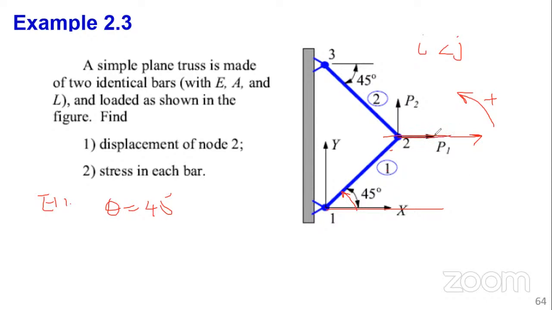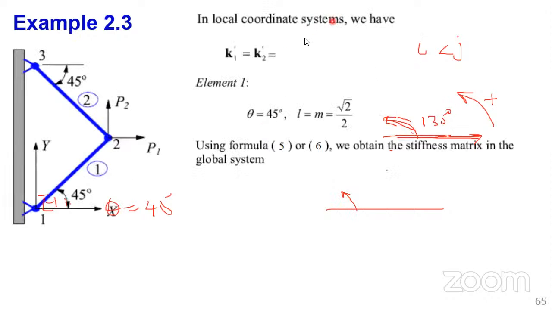For element 2, theta is this angle, from the positive x-axis counterclockwise. Right? So if this is 45, then this is 45 also. Then this is 90, so this will be 135 degrees. So with those angles, you can go ahead and get the directional cosines. Okay.